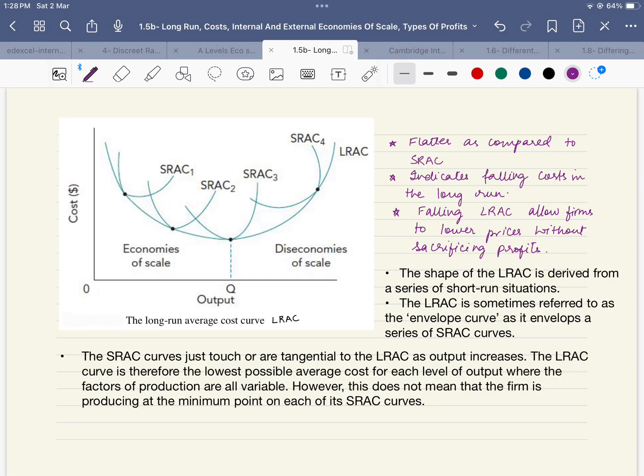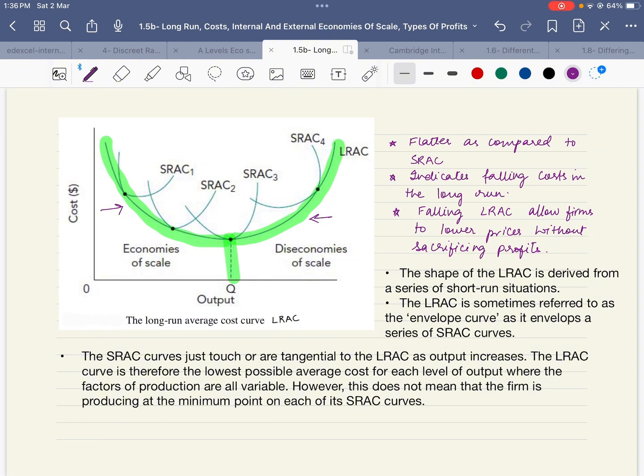The long run average cost curve, just like the short run average cost curve, is also U shaped but is flatter as compared to the short run average cost curve. This part of the LRAC indicates falling costs in the long run, but after the firm hits a certain output level, say Q, the costs will start to rise. This situation where costs fall is called economies of scale, and this situation where costs start to rise is called diseconomies of scale.